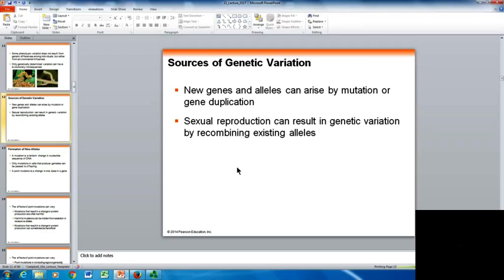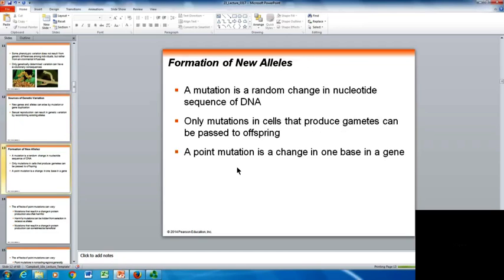So sources of new genetic variation. You can have new genes and alleles arise by mutation or by gene duplication. Sexual reproduction can result in genetic variation. It can recombine existing alleles. So you can get portions of an allele from one parent and portions from another.